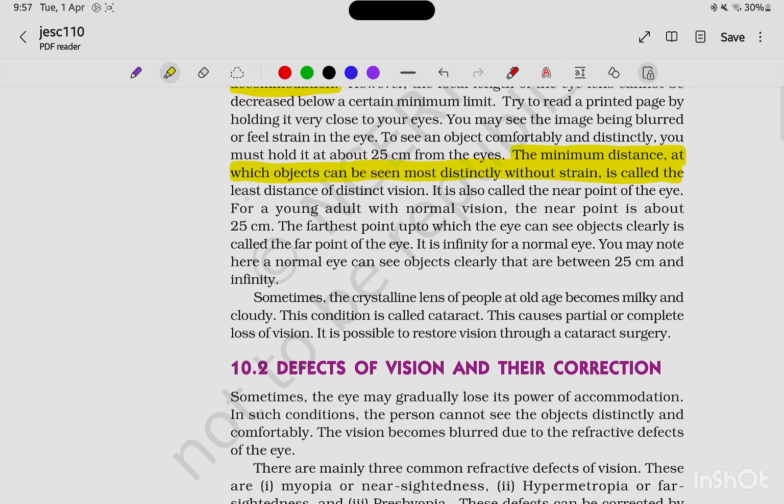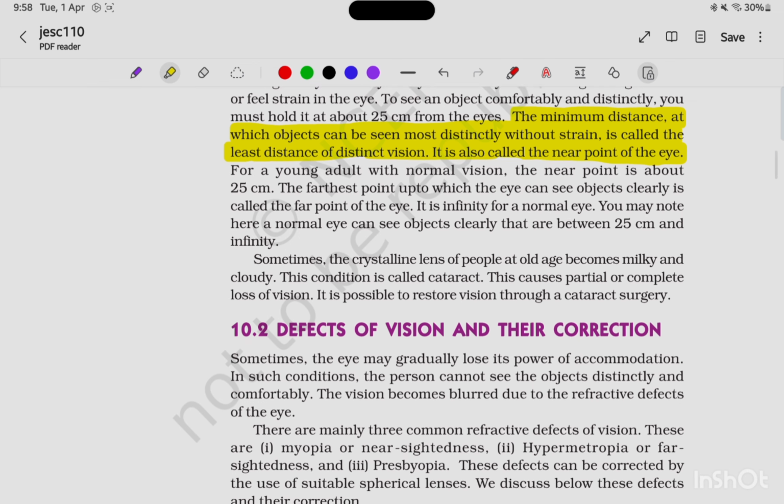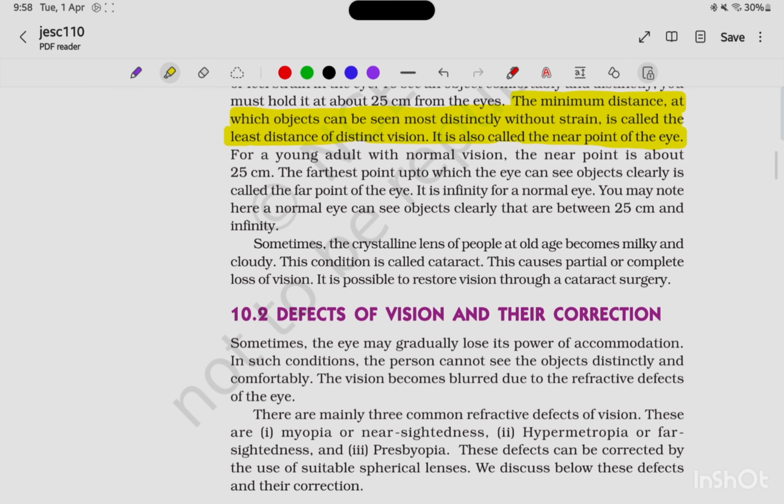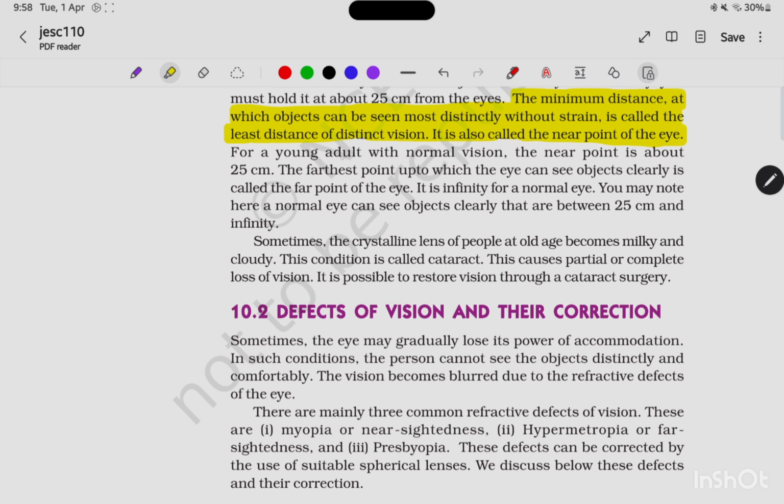What is the least distance of distinct vision, or the near point of the eye, as you can see here? The minimum distance at which objects can be seen most distinctly or without strain is called the least distance of distinct vision, or the near point of the normal eye. For a young adult with normal vision, the near point is about 25 centimeters.